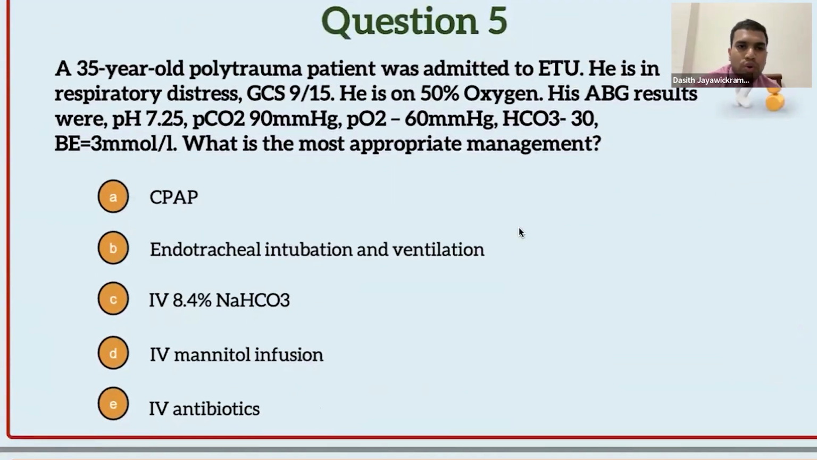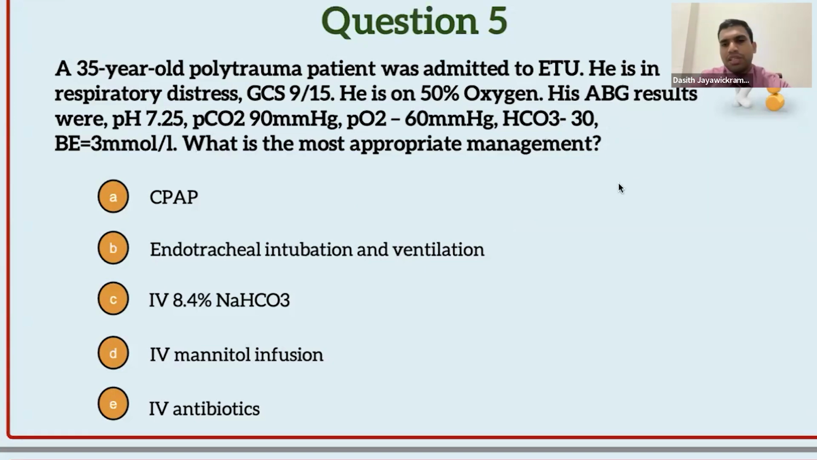Okay. A 35-year-old polytrauma patient was admitted to ETU. He is in respiratory distress. GCS 9 out of 15, and he's on 50% oxygen. His ABG results were pH 7.25, partial pressure of carbon dioxide 90 millimeters mercury, partial pressure of oxygen 60 millimeters mercury, bicarbonate 30, base excess 3 millimoles per liter. What is the most appropriate management?